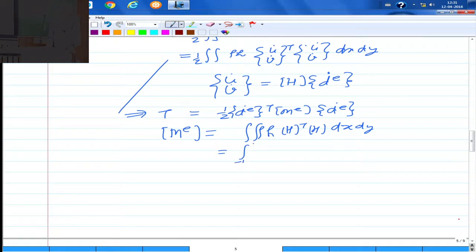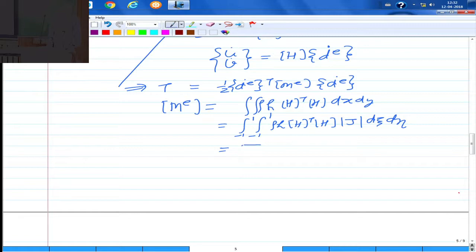So you can write this integral in the natural coordinates, -1 to +1, the way we did earlier, and the quantities which are integrated are already functions of xi and eta. This dx dy is determinant J times d xi and d eta. And this can further be written in terms of Gauss quadrature numerical integration, summation over i equal to 1 to n, j equal to 1 to n, of rho into H transpose into H into J, this whole thing evaluated at xi i, eta j, into Wi into Wj.